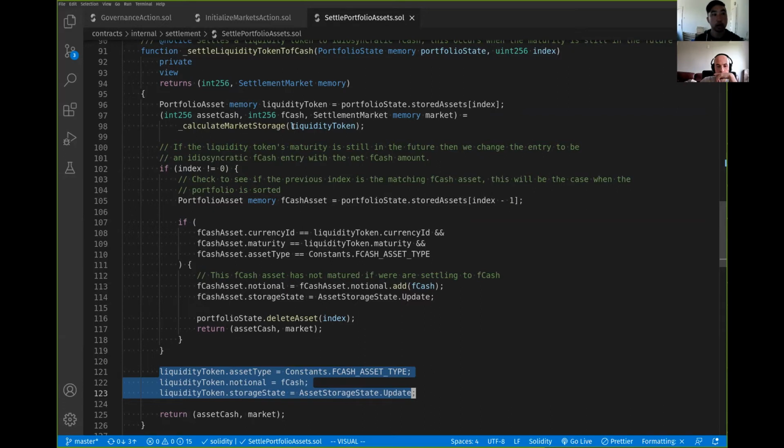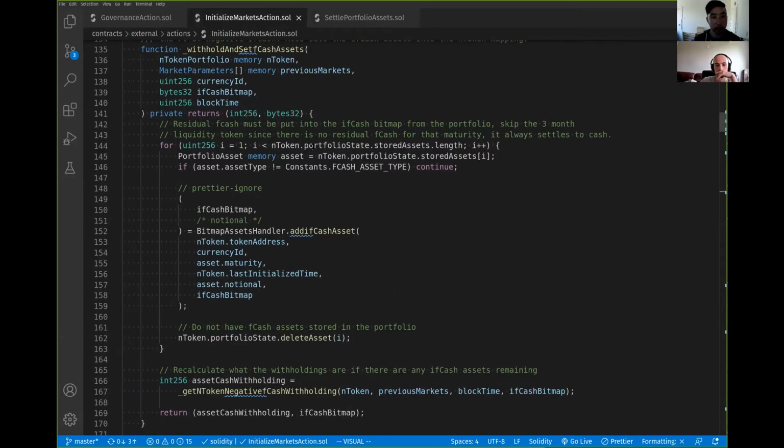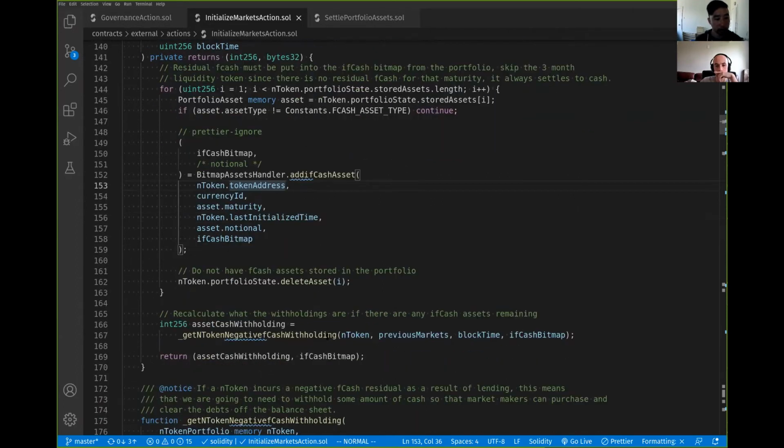So at this stage, the end token portfolio state will be full of the Fcash residual amounts after settlement. Now, we'll do a transformation here to move those residuals from this portfolio array into the Fcash bitmap so that they're set properly in that portfolio. And that's what this loop is doing.